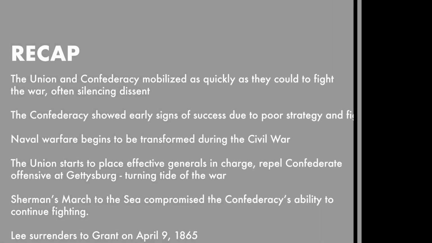Finally, for the recap. The Union and Confederacy mobilized as quickly as they could to fight the war, often silencing dissent. The Confederacy showed early signs of success due to poor strategy and fighting from Union troops. Naval warfare begins to be transformed during the Civil War. The Union starts to place effective generals in charge, repel Confederate offensives at Gettysburg, and turns the tide of the war. Sherman's march to the sea compromised the Confederacy's ability to continue fighting, and Lee surrenders to Grant on April 9, 1865.